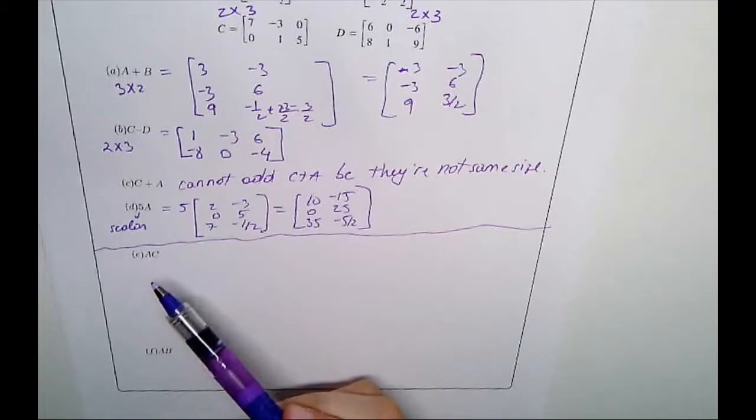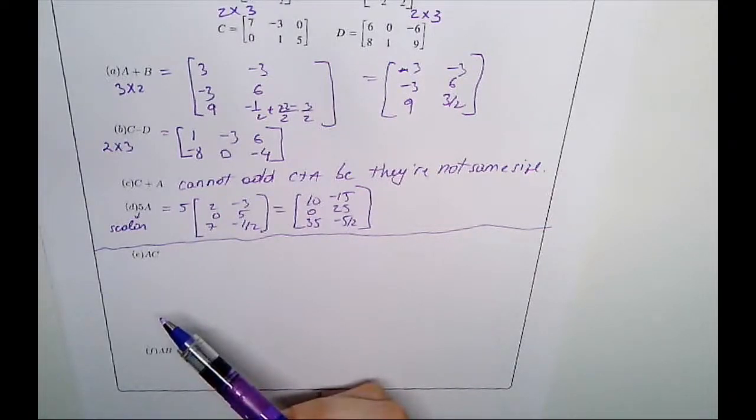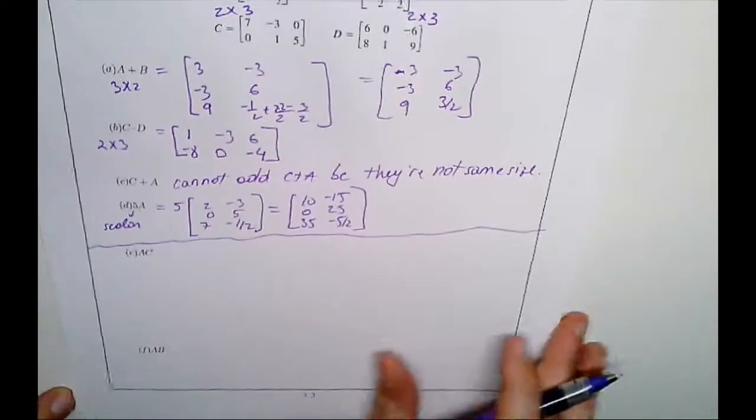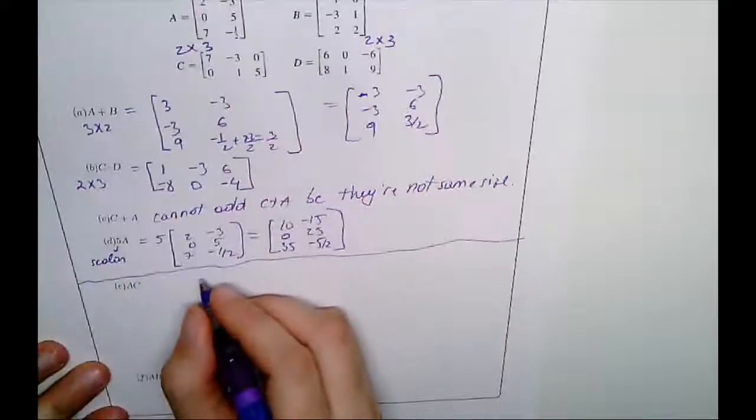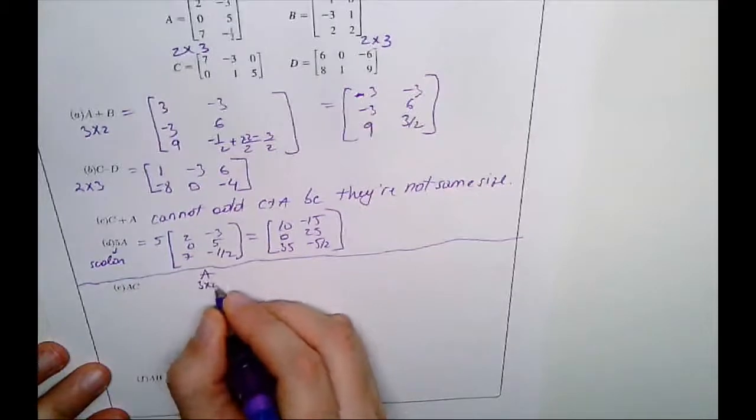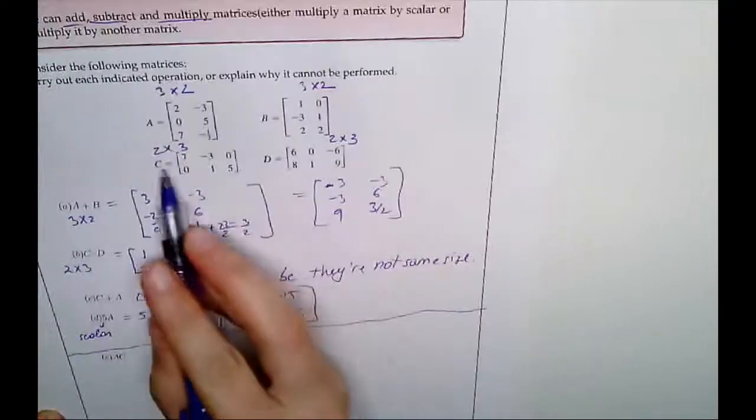Okay, then the last type of operation we can do with matrices, we have to multiply them. So multiplying them is a little more complicated, but not too much. So a times c, what is the size of a? A is 3 by 2, and then c is 2 by 3.